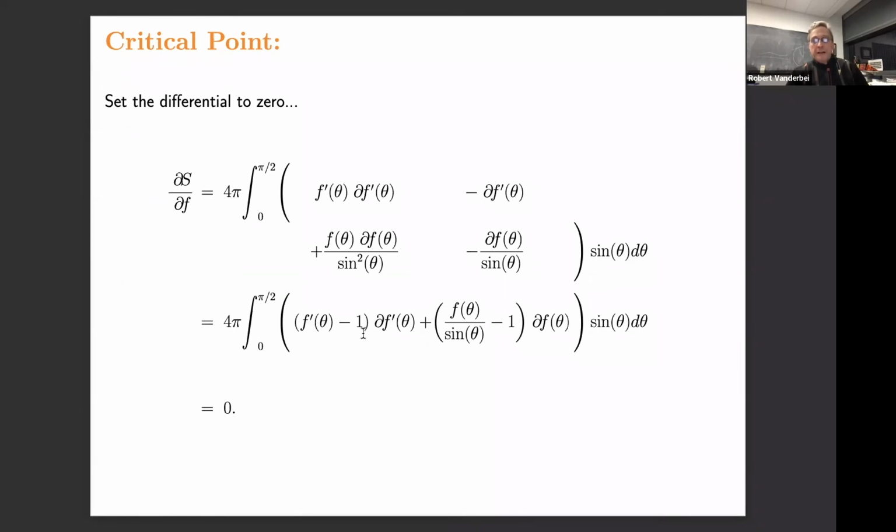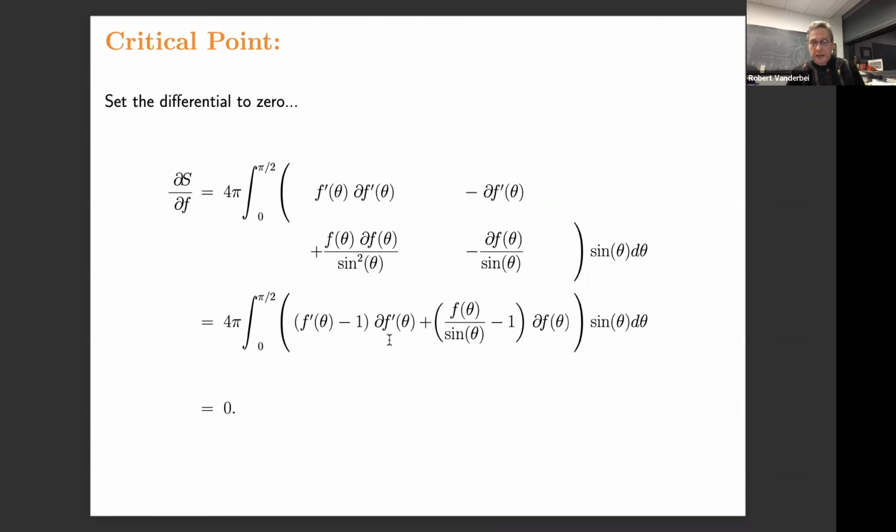This is f prime of theta minus 1 times the derivative of delta f of theta plus this expression here times delta f of theta. And of course, we have this sine theta out here. And so we want a critical point. We want this integral to be equal to 0 for every choice of delta f. And this is where calculus of variations becomes a little bit more sophisticated relative to finite dimensional calculus, because we need to understand what does it mean to set this equal to 0 for every function we could think of called delta f. And that would be easy if there weren't this delta f prime.